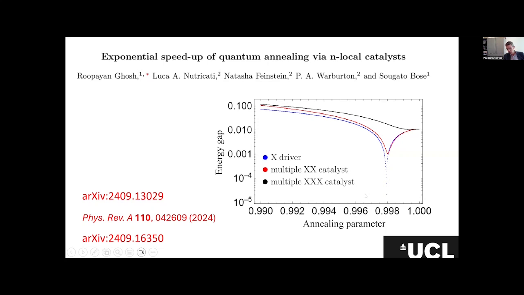One of the bottlenecks in quantum annealing is this point in blue down here, where you have a very small energy gap between the ground state and the first excited state, which means you have to anneal very slowly. The blue points are with a conventional X driver, such as you find on the D-Wave machine. If you add qualitatively new interactions like an XX catalyst, or even better, an XXX catalyst, you can enhance this minimum gap by orders of magnitude, enabling you to potentially address a quantum speed up. So that's theoretical and numerical work in my group.